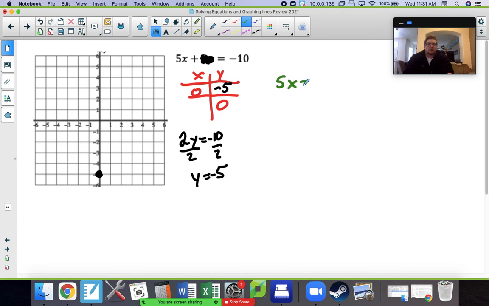Then down 1, right 3 is how I would want to move, but I have to do the opposite, up 1, left 3. And there is our line for this equation now. So that is graphing lines and solving equations.